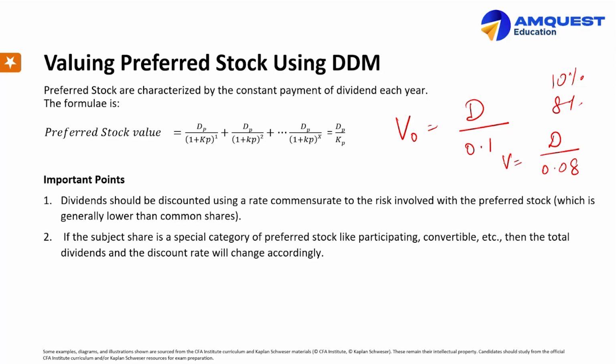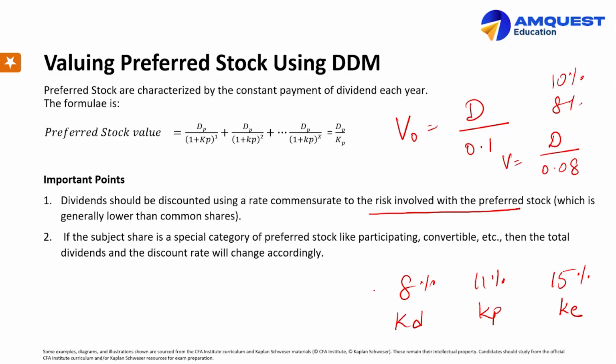It's a very simple, short formula. It is the dividend divided by the expected discount rate. The dividend should be discounted using a rate commensurate to the risk involved with the preferred stock, which is generally lower than the common shares. So if the cost of equity is 15%, the cost of debt will be, let's say, around 8%. This is the cost of debt. This is the cost of equity. The cost of preference share will be somewhere in between. Let's say it is 11%.